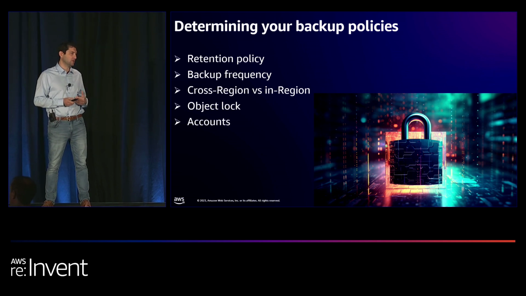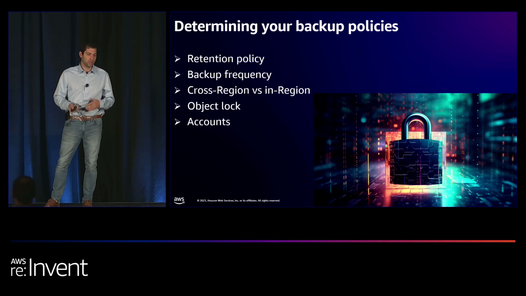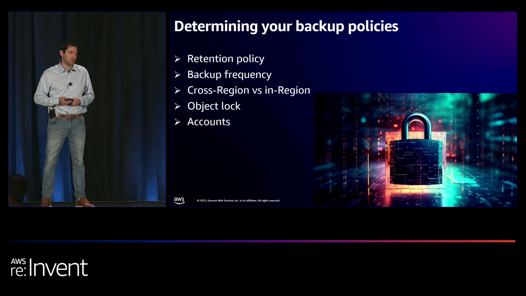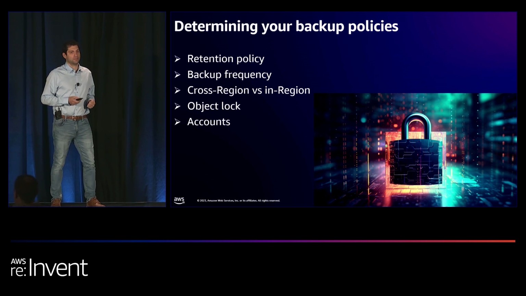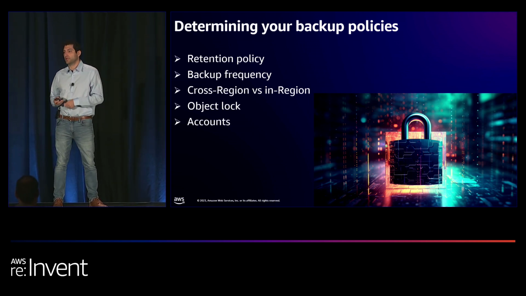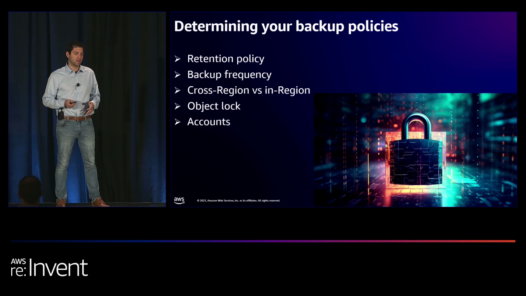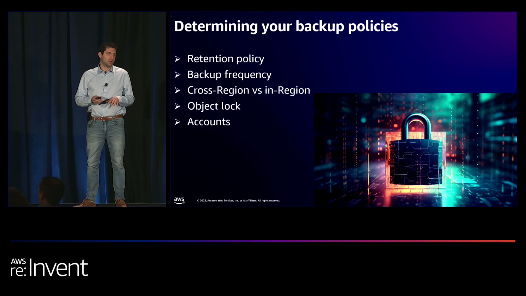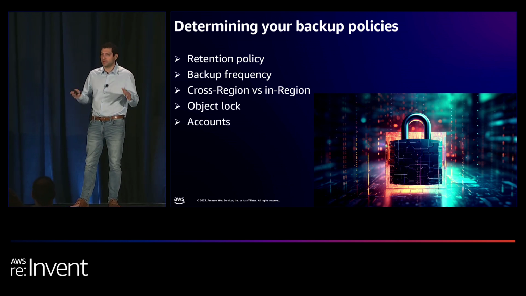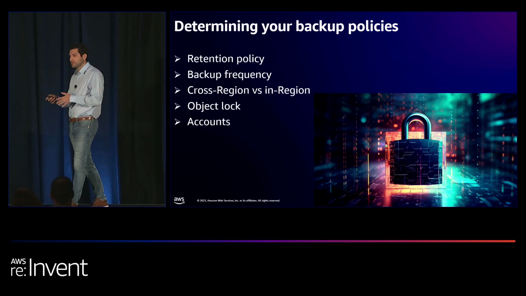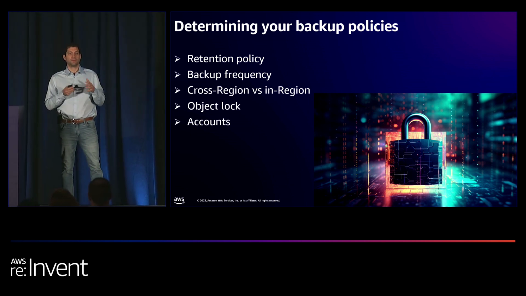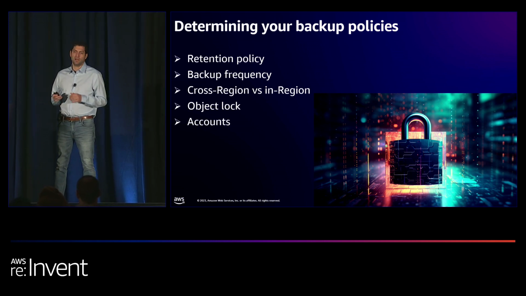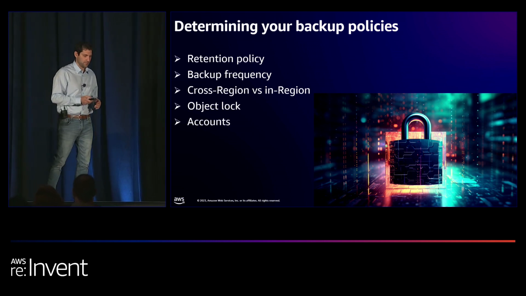As we mentioned on the DR side, also for backup, do I need cross-region or in-region restoration? Do I need object locks, meaning, do I need to have immutability of my snapshots? We'll talk more about that when we dive into ransomware. And my accounts. What will the topology of the accounts between my backups, my disaster recovery, and my production workload look like? And again, ransomware is a key driver, but also others. We'll talk about that as well.